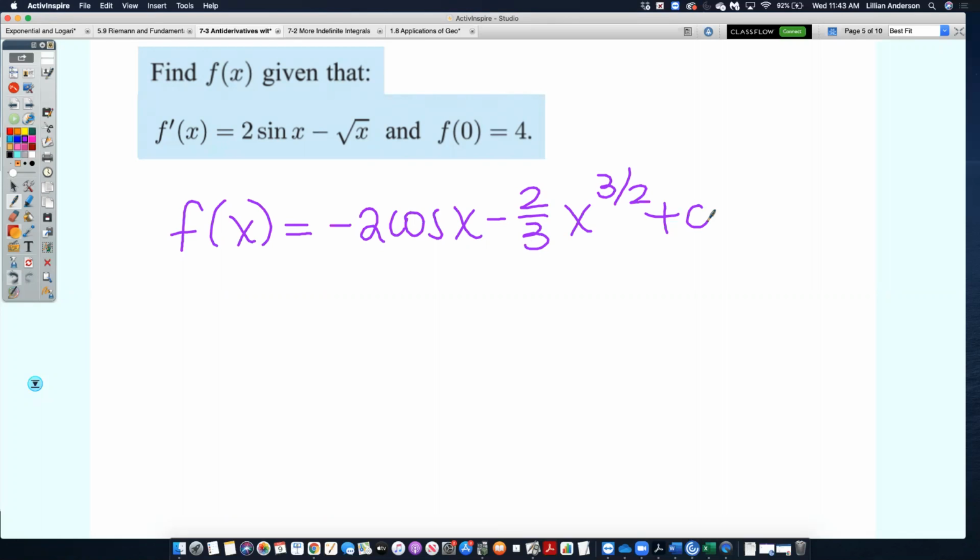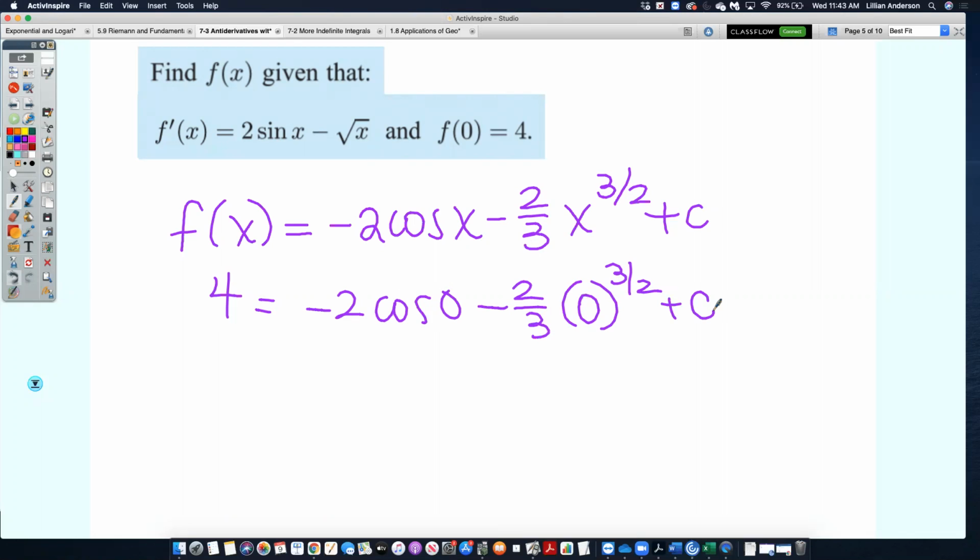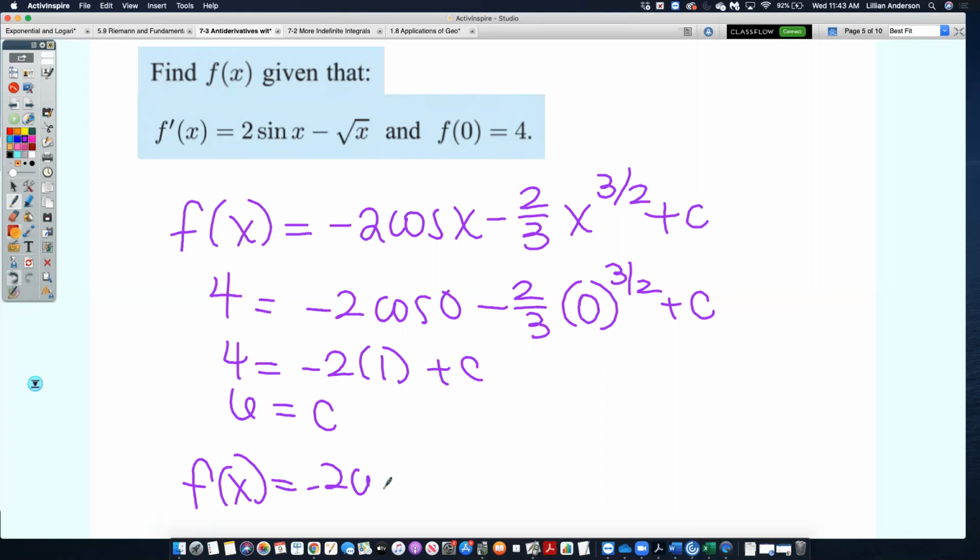Of course, you want to figure out what c is by plugging in 4 for f of x and then 0 for x. And be very careful. It won't always cancel out every single term. Like in this case, the cosine of 0 is putting a little bit of trig unit circle in there. So then c is going to be equal to 6. So my final answer for my function is negative 2 cosine x minus 2/3 x to the 3/2 plus 6.